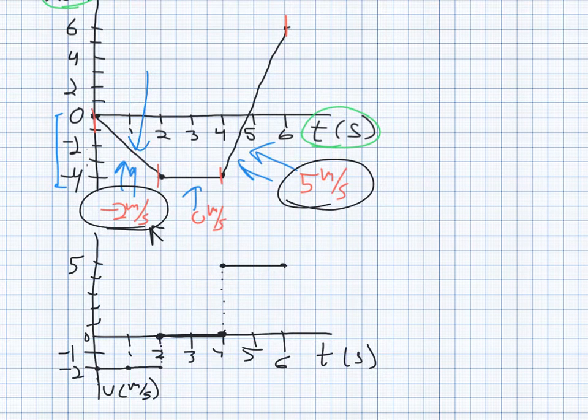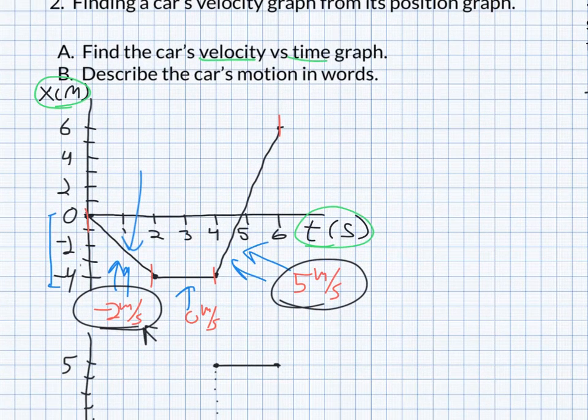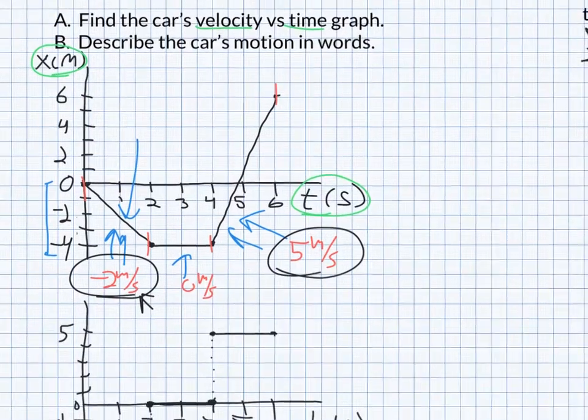Starts at -2 meters per second. It's going backwards, or left of the origin if you wish, or east, or whatever you define your coordinate axis as. It gets to 2 seconds, it stops moving, and then it gets to 4 seconds, and it's now going in the positive direction at 5 meters per second. And of course in real life, it would take time to accelerate, but we'll get to that later.